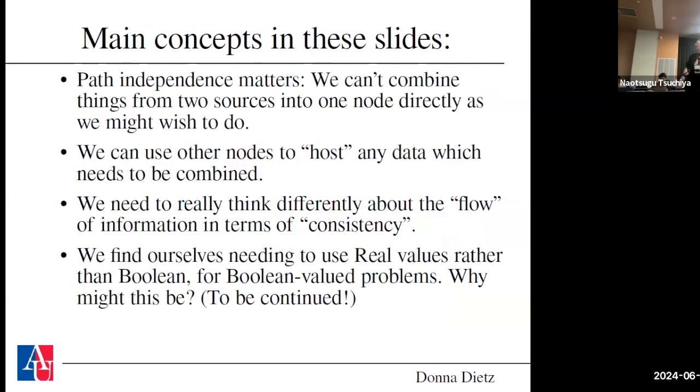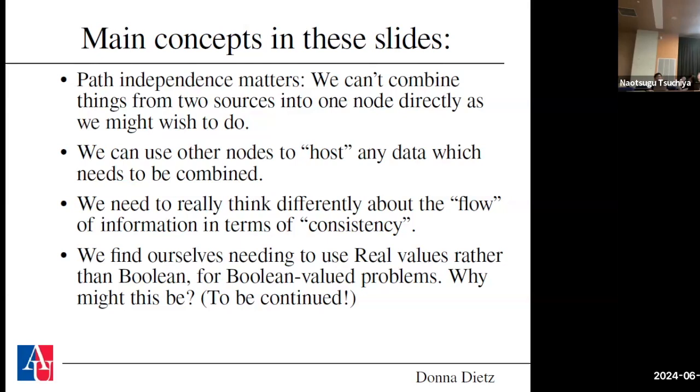The main concept in these slides is that path independence really matters. Remember, we couldn't get to that middle car from each eyeball. We had to do something to preserve path independence. So we either had to put a velocity on each car, or we had to use some other structure to make sure all that worked. You cannot combine things from two sources into a single node. It has to be two different paths that take you to the same place. It could be a different mechanism, but they both have to take you to the same place.